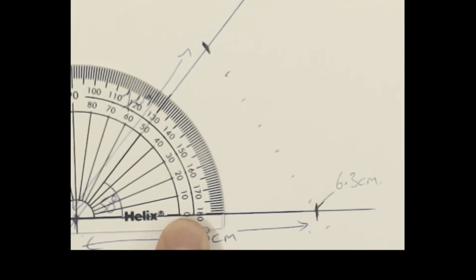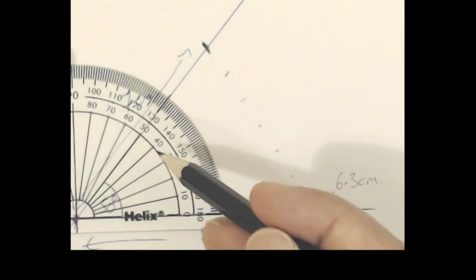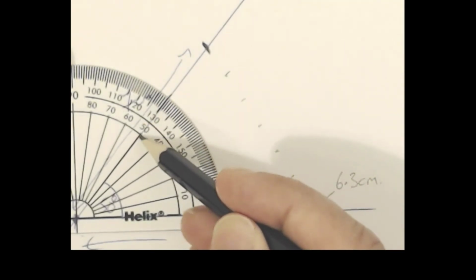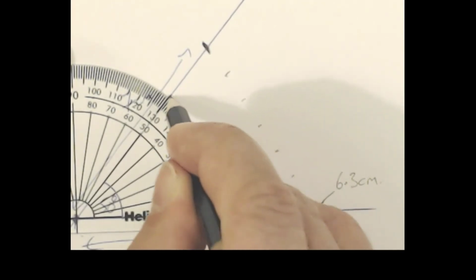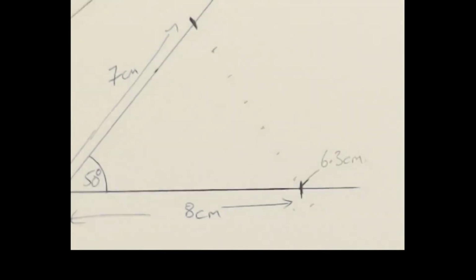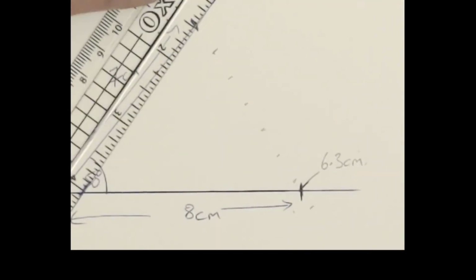My crosshairs need to be exactly at that crosshair. And then I can measure my 50 degrees here. That's that line. That line continues through to the 130. So I can mark that point with my pencil. And then I can get my ruler, draw a line through there.